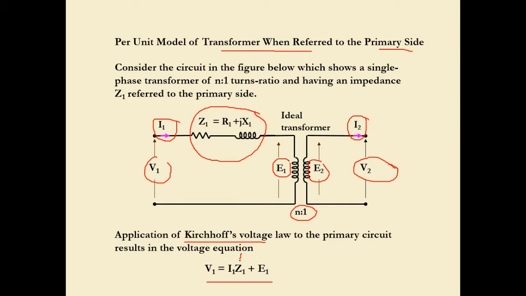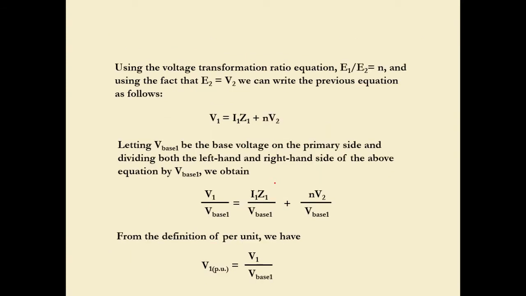So this is the voltage drop across the impedance. We have I1 multiplied by Z1, plus E1. This is the voltage at the primary turn coil. And then if we go further, we try to expand the equation.